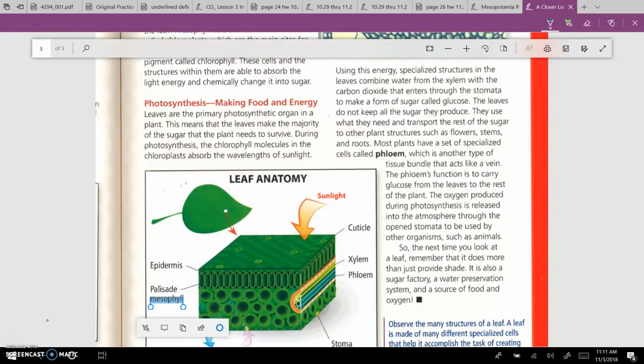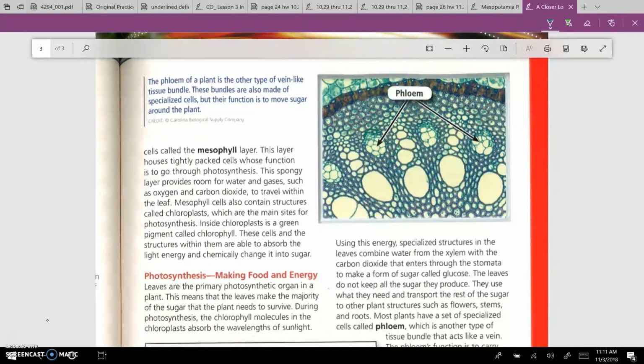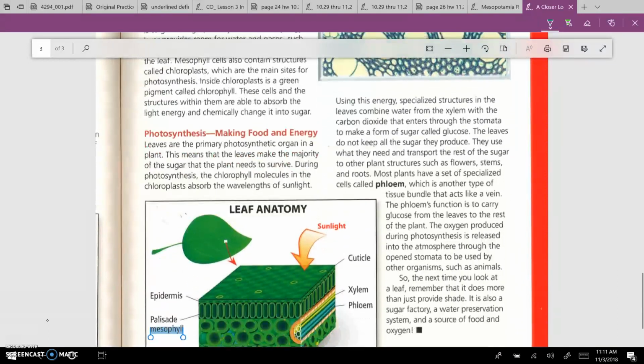The leaves do not keep all the sugar they produce. They use what they need and transport the rest of the sugar to other plant structures such as flowers, stems, and roots. Most plants have a set of specialized cells called phloem, which is another type of tissue bundle that acts like a vein. We're going to stop here and just take a look. This is what we are talking about. The phloem's function is to carry glucose from the leaves to the rest of the plant. The oxygen produced during photosynthesis is released into the atmosphere through the opened stomata to be used by other organisms such as animals.